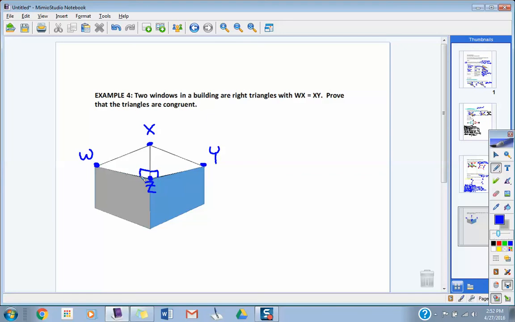It says two windows in a building. That's the two top parts up there, right triangles with WX equal to what, guys? XY. I'm going to put a tick mark here. WX equal to XY. WX and XY, are they the legs or the hypotenuse? The hypotenuse. They're opposite the right angle, aren't they? Yeah. Okay? It says prove that the triangles are congruent. All right. Well, let's roll.